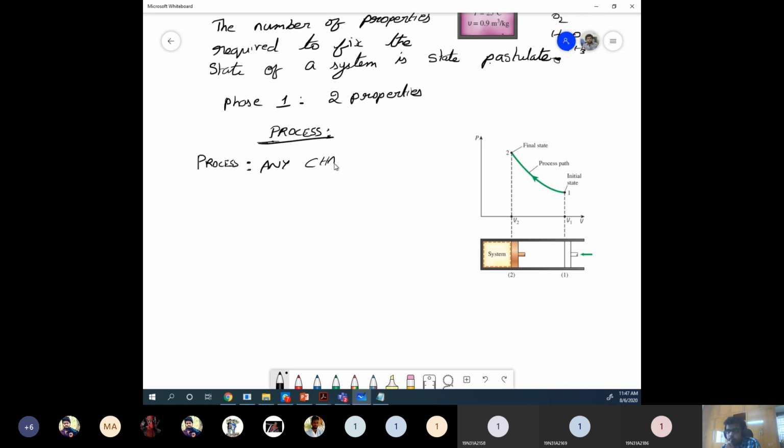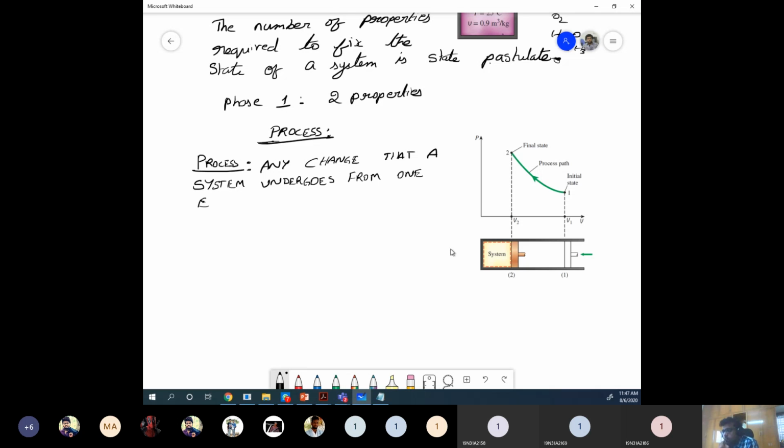Any change that a system undergoes from one equilibrium state to another. Why I'm using the word equilibrium is that here I said that we are slowly moving it, right? Slowly moving because the equilibrium state should be there. That means there should be no disturbance to the surroundings.